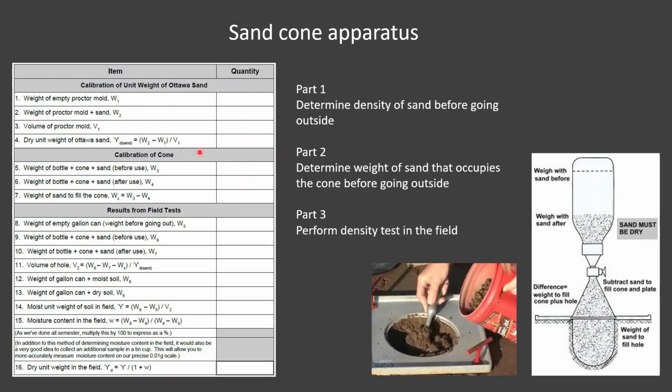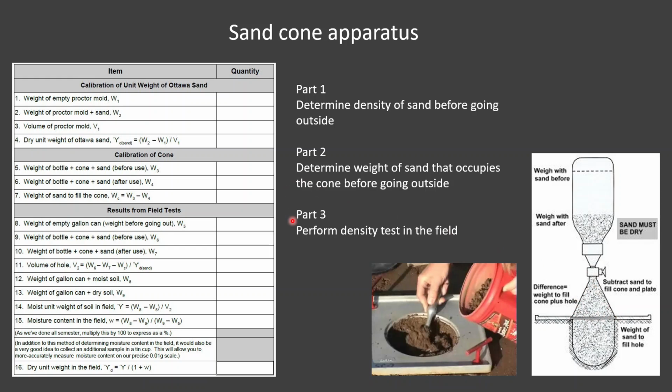Part 2 then is to calibrate the cone of the sand cone assembly, and that cone is that metal device we looked at here that sits flush with the surface of the ground. And we want to know what's the weight in pounds of the sand it takes to exactly fill up just that cone. So we'll do that on the table before we head outside as well.